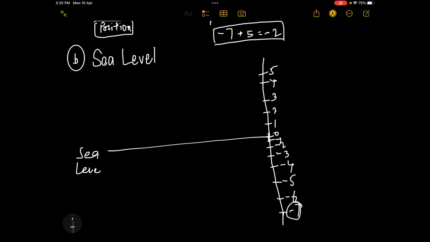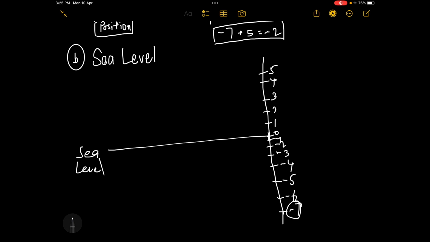We are going to take it as a position, same as the number line. Then we're going to move up this time. So in the sea level concept, plus means move up and minus means move down. So here we have -7, so we're going to move up 1, 2, 3, 4, and 5, and we land again on the number negative 2.